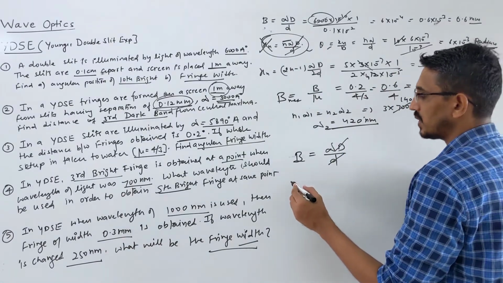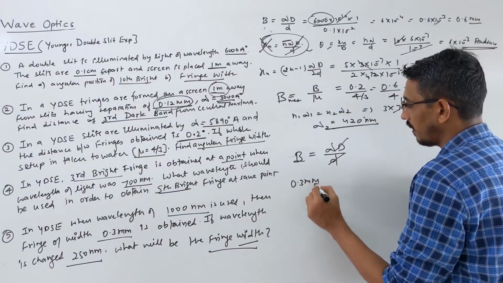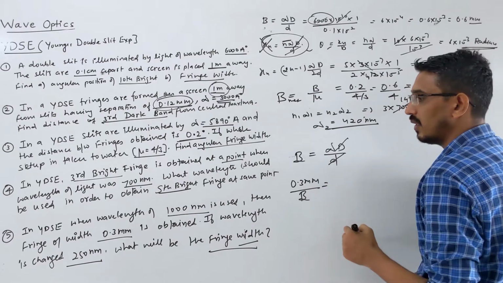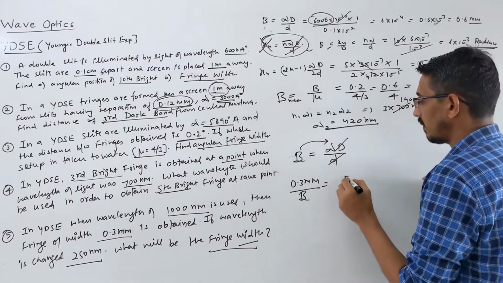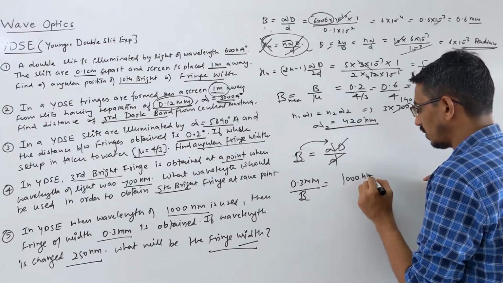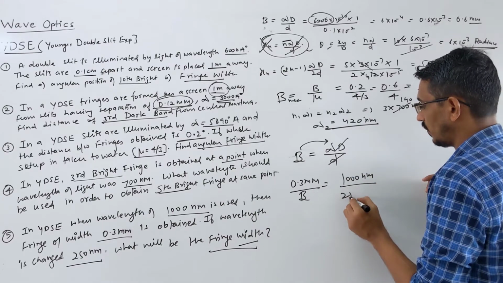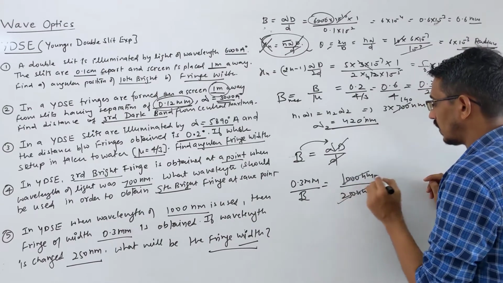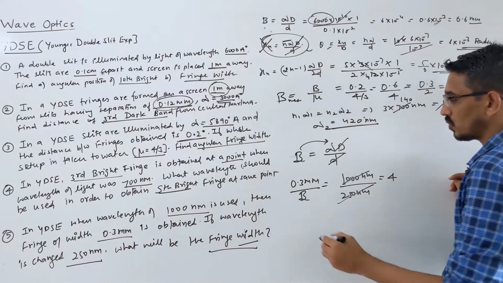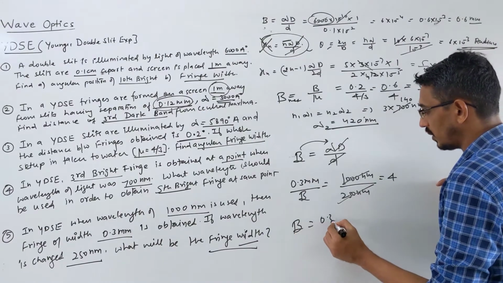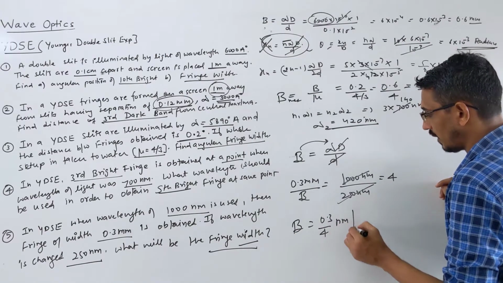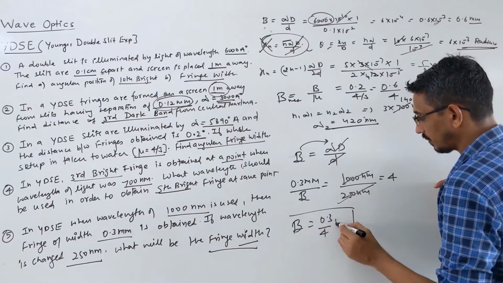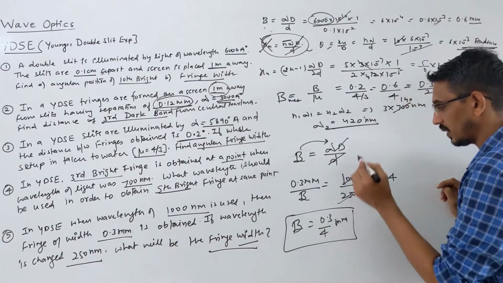So the initial fringe width is given as 0.3 mm. The new fringe width we want to calculate is directly proportional to wavelength. The initial wavelength was 1000 nanometer. The new wavelength is 250 nanometer. This goes 4 times, correct? So the new fringe width will be 0.3 divided by 4, in mm. That should be your answer, correct?